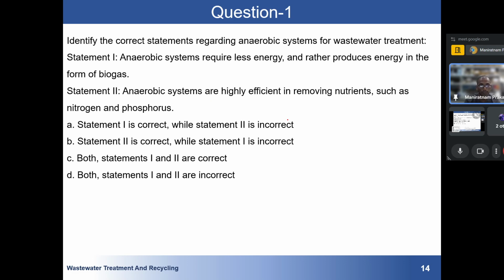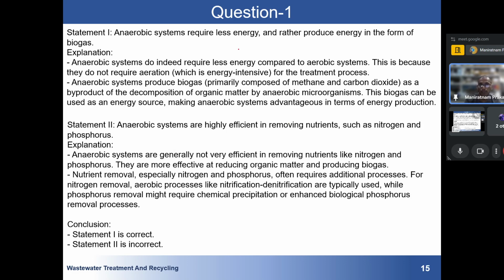And is it highly efficient? No, it's very low efficient. There is no nitrification. I have given a small explanation also: anaerobic systems indeed require less energy as compared to aerobic, because they do not require aeration. Remember, you should always be able to answer why it requires less energy for the treatment process. Anaerobic systems produce biogas composed of methane and CO2 as a byproduct of decomposition of organic matter by anaerobic microorganisms. This biogas can be used as an energy source, making anaerobic systems advantageous in terms of energy production.